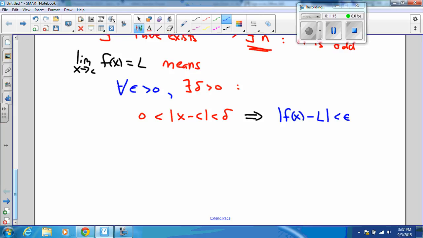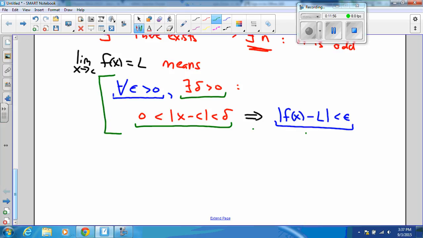This nice little symbolic representation right here, which looks a little strange, is simply translating what we said about neighborhoods. Let's break it down. For any neighborhood of L, we can find a deleted neighborhood of c such that all of the x's in the neighborhood of c produce f of x's that are in the neighborhood of L. You see how that translates? This is the formal definition of limit that we are going to use now.